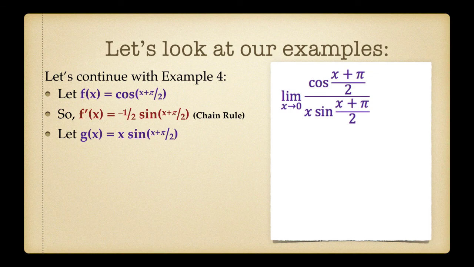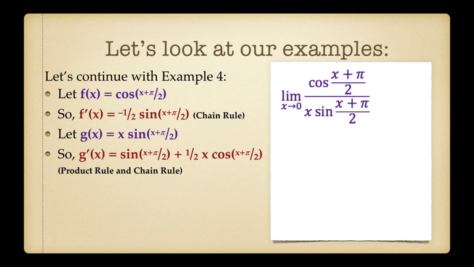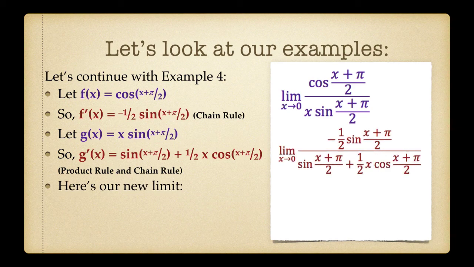Now if I look at g of x, I've got a product there, so I have to be careful. I have to use the product rule on that, and there's a little bit of chain rule in there too. So my derivative is going to be the sine of (x plus pi) over 2 plus 1/2 x times the cosine of (x plus pi) all over 2. Kind of tricky, but that is the derivative if you use the product rule and the chain rule. So there's my messy function right there.